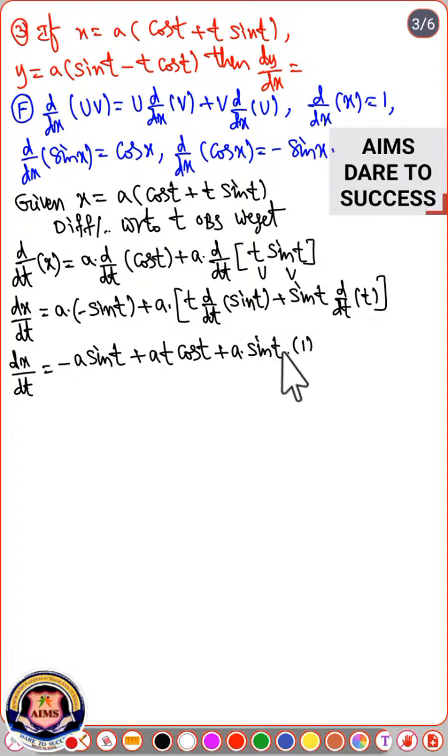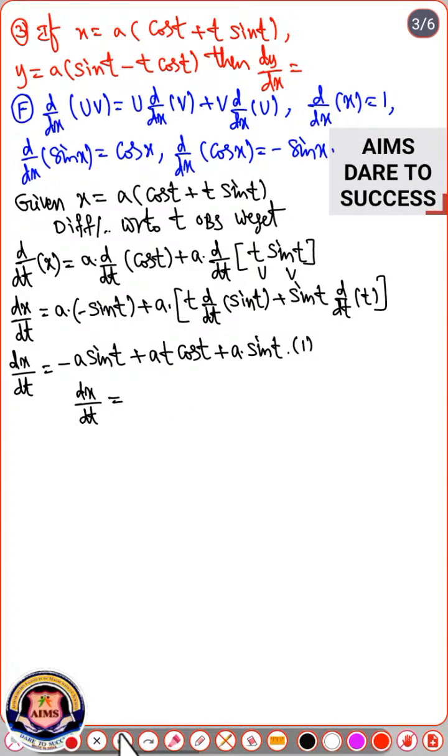Okay, so in this part I can take a common. Here directly a sin t into 1 is a sin t, so a sin t minus a sin t get cancelled. The final answer is a t cos t. Okay, we have completed dx by dt.